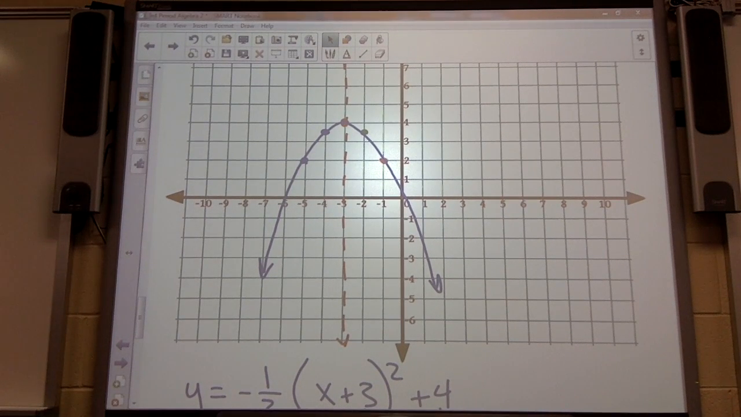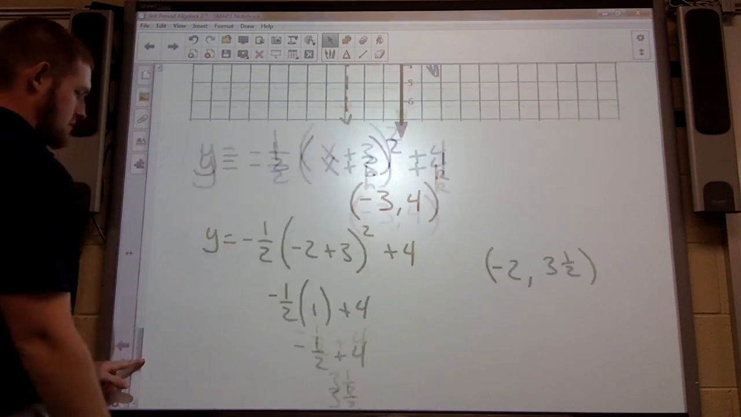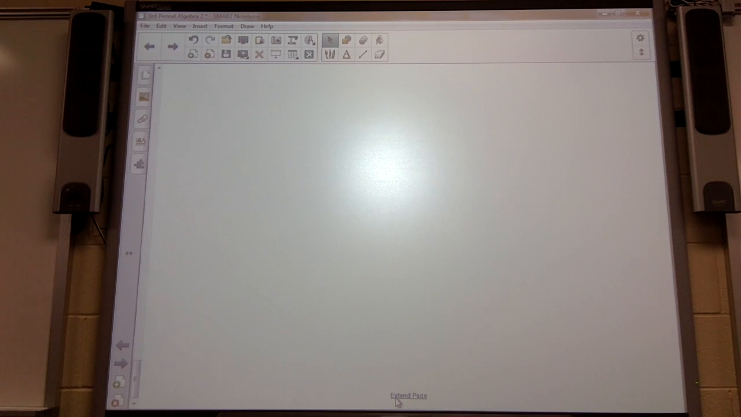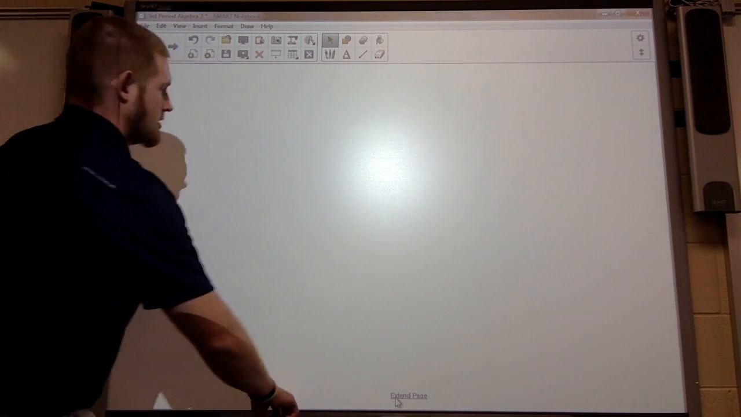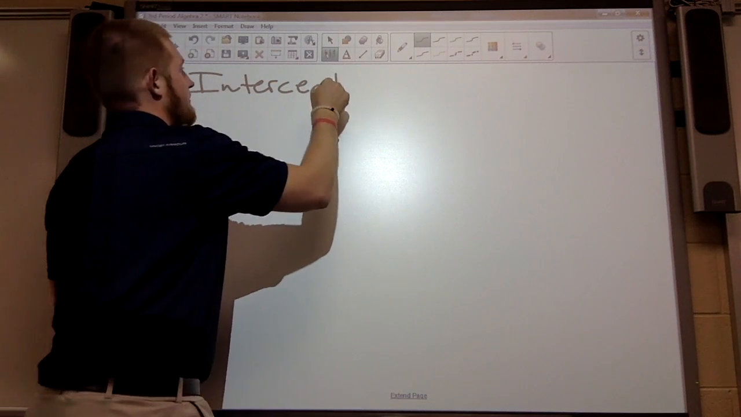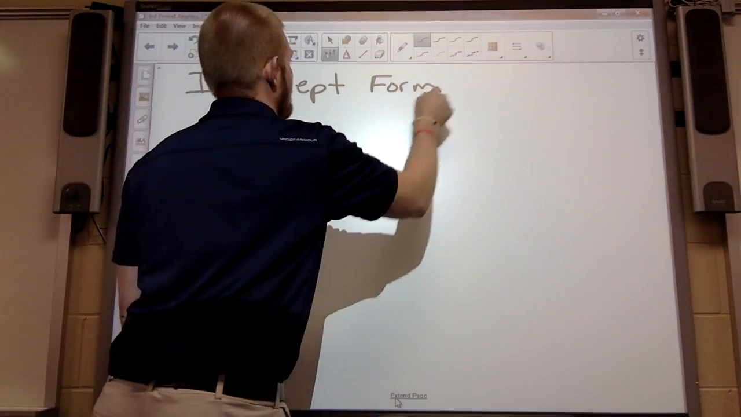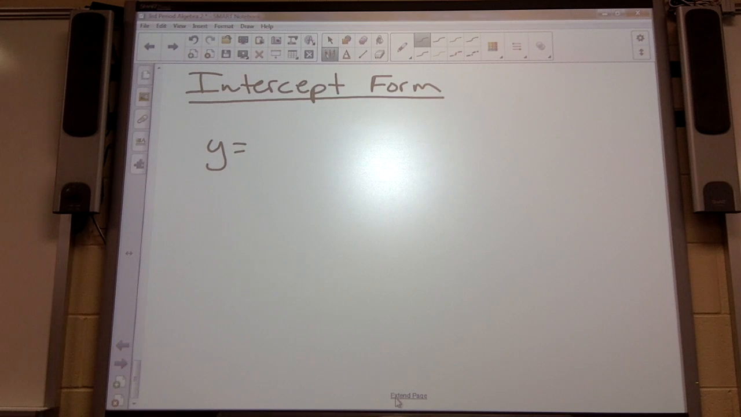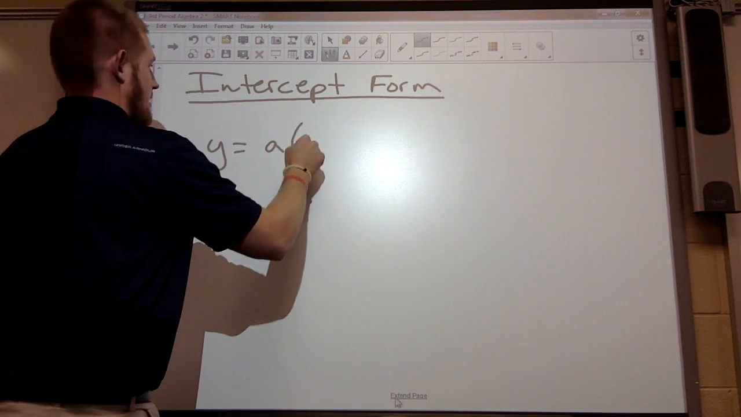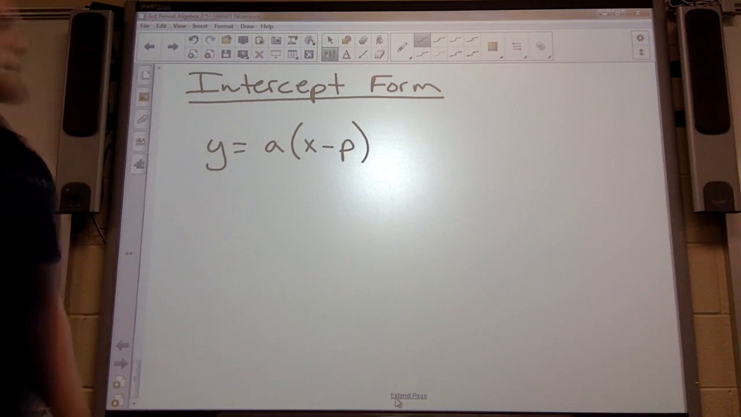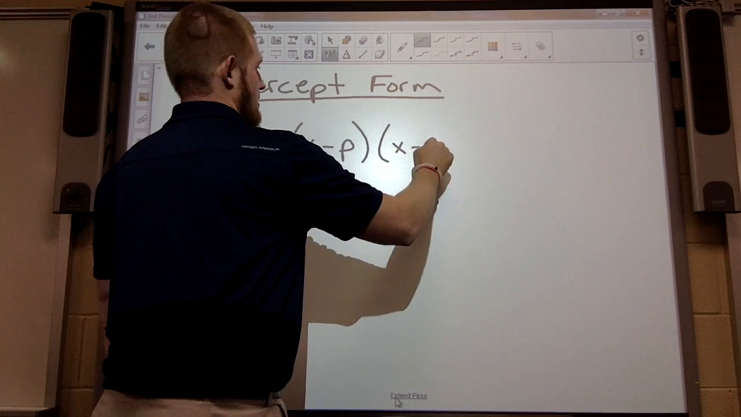And the last form that we have is intercept form. Intercept form is kind of nice because it's exactly what it sounds like. It gives you your intercepts. So for intercept form, I have y equals a times x minus p, close your parentheses, times x minus q.